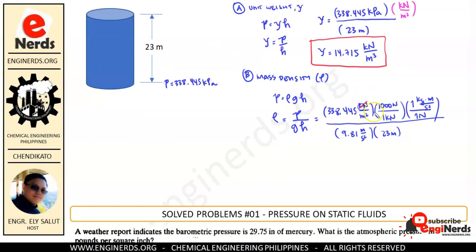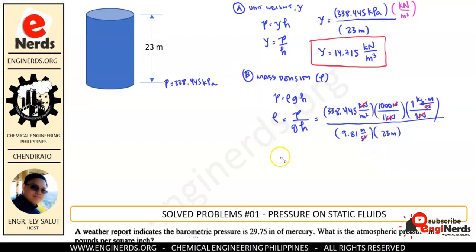Our kilonewton will be cancelled out, our newton will be cancelled out, and then our second squared will be cancelled out. We have squared meter here, and then we have meter on the numerator here, so we will have meter on our denominator. And then it will be multiplied sa ating denominator na meter squared. So therefore, our unit will be in kilogram per cubic meter.